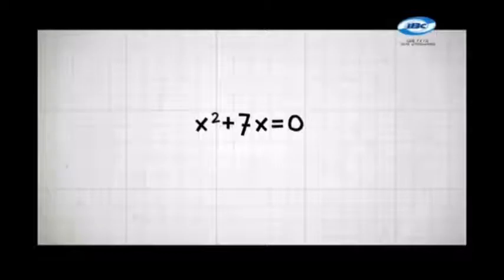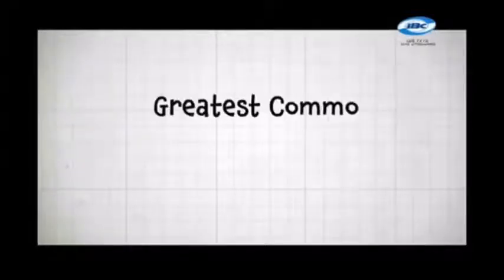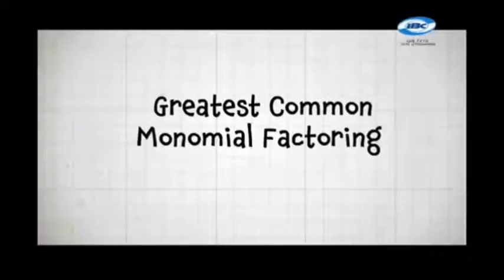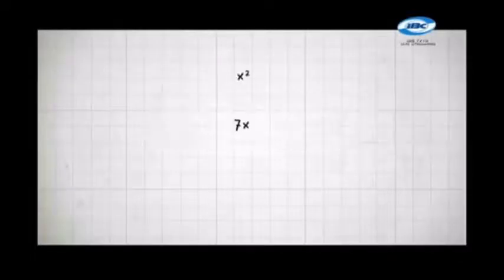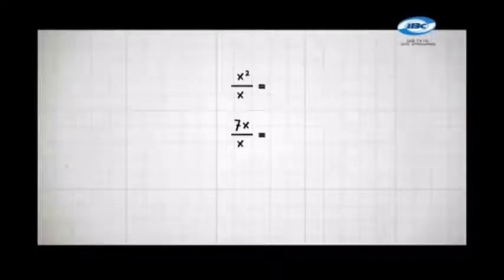Since this is of the form ax squared plus bx equals 0, we use the greatest common monomial factoring technique. Look at x squared and 7x. Both terms are divisible by what? By x, right?